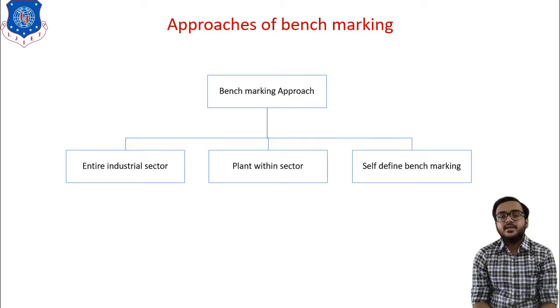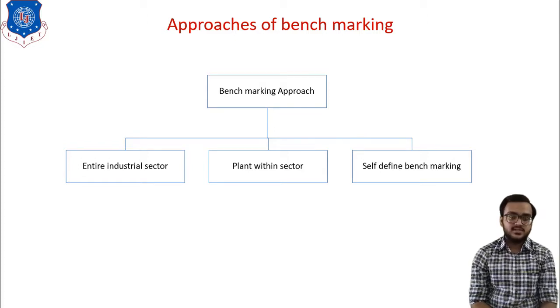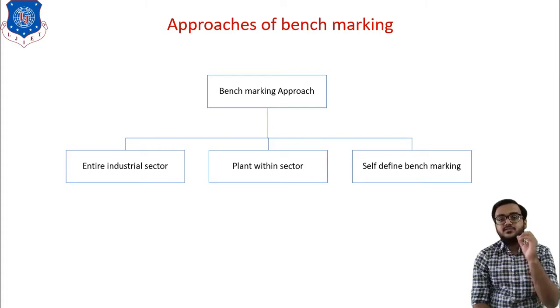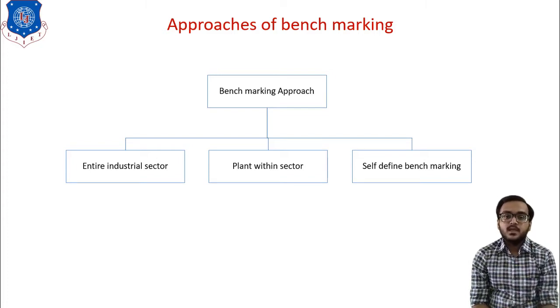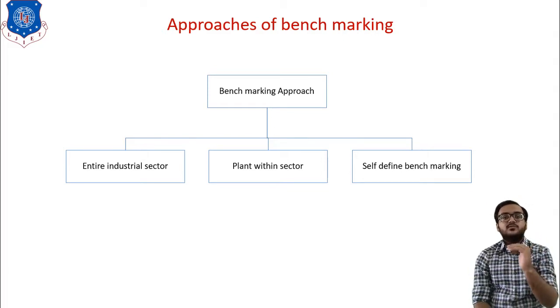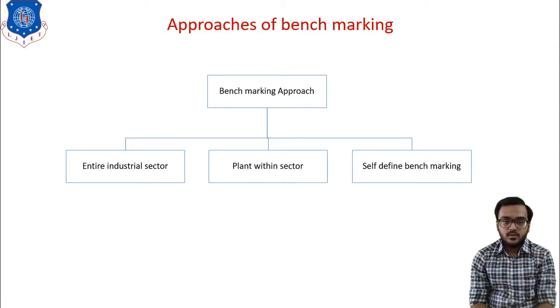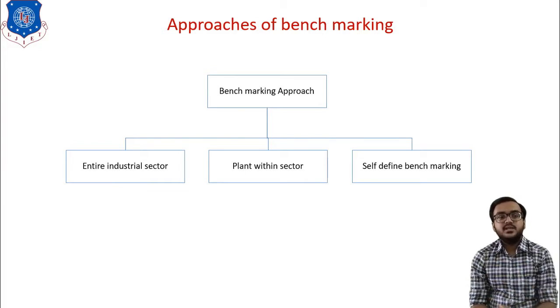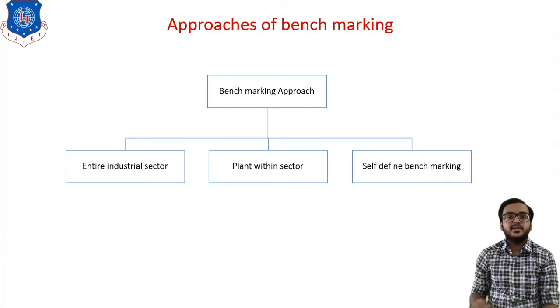Then in the self-defining benchmarking process, we need to set some sort of benchmark or some set of goals, and we need to perform the measurement task with respect to that goal. For example, let's say we have decided to manufacture 1 lakh here, that is our goal, but right now we have only production of 50,000. So we need to compare our actual production with the standard goal that we have set. Okay, so it is all about self-defining benchmarking. So we have 3 types of benchmarking: entire industrial sector, then plant within the sector, and self-defining benchmarking.